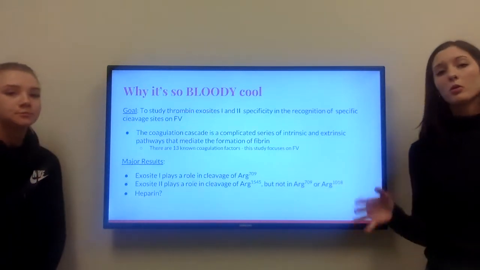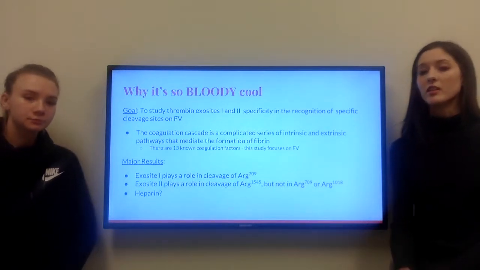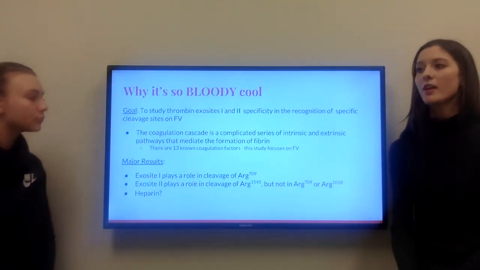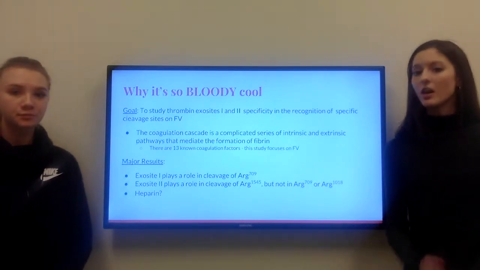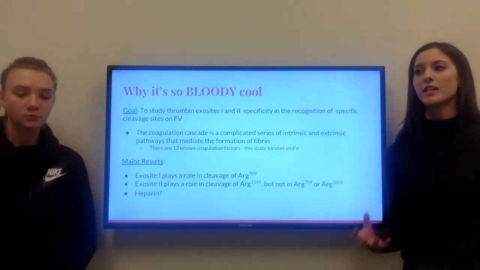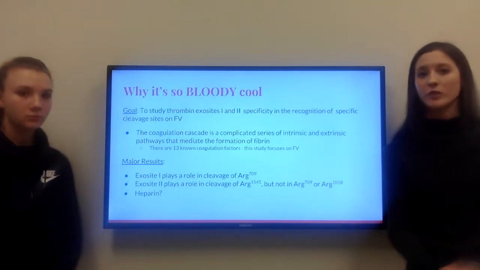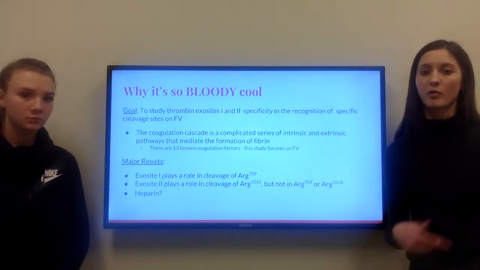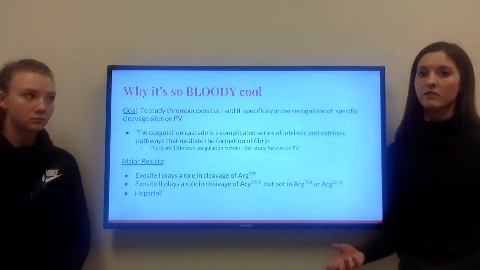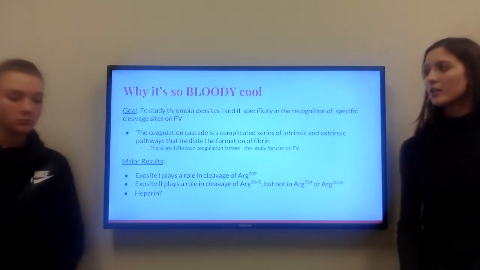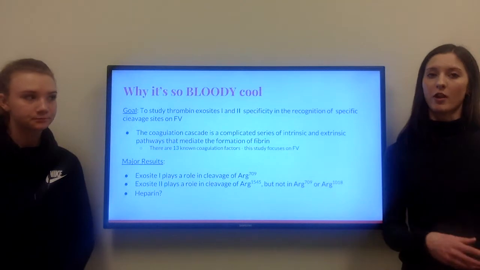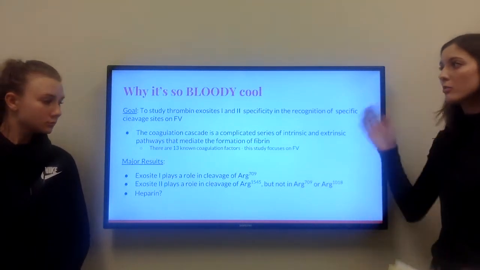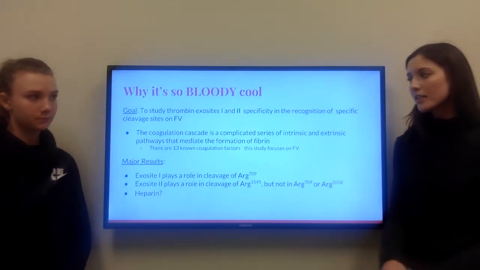So the major goal of this paper was to study the specific exosites on thrombin, those exosites 1 and 2 that we've talked about, and they wanted to study the specificity of those exosites on the cleavage sites of factor 5, which I mentioned earlier is a positive feedback protein in the prothrombin into active thrombin cascade process. So pretty much it cleaves prothrombin via factor 5 so you get more clotting. So their main goal, like I said, was to study those two exosites.